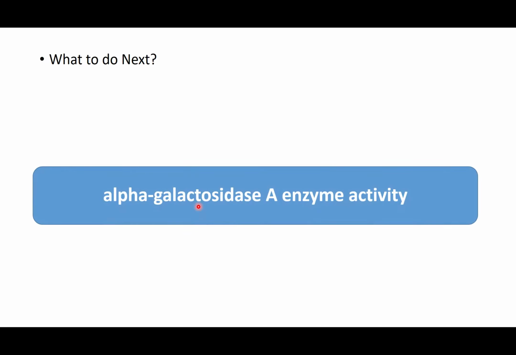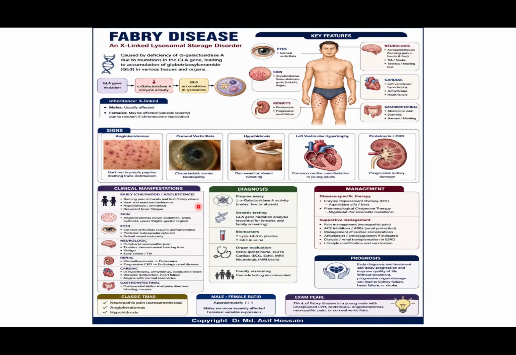So what do we want to do next? We want to do the genetic study and alpha galactosidase A enzyme activity to exclude this type of abnormality. This is just a constellation of features. It's an X-linked lysosomal storage disease. There could be certain manifestations like acroparesthesia, anhidrosis or hypohidrosis, which is very important, and sometimes clouding of the cornea and other corneal issues as well.